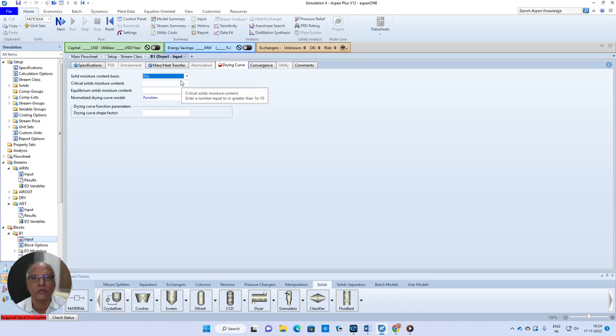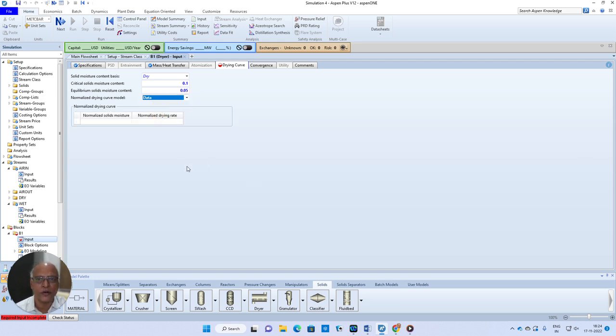So drying curve. Critical solids moisture content is given as 0.1 on a dry basis, and equilibrium solids moisture content is given as 0.05. This data is available in your normalized drying curve function. We don't have a function, but the data is given to you in your problem statement. So the normalized solid moisture is 0, and the normalized drying rate is 0. Please refer to the problem statement.